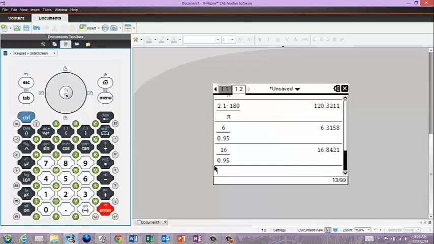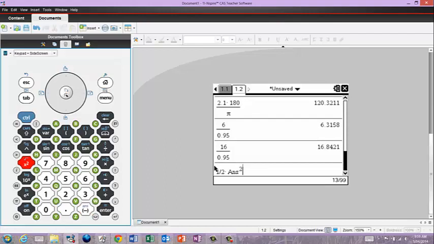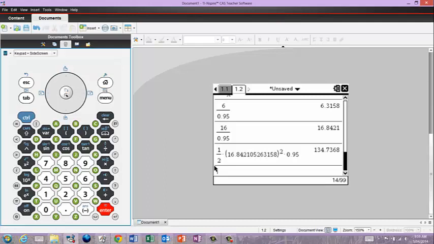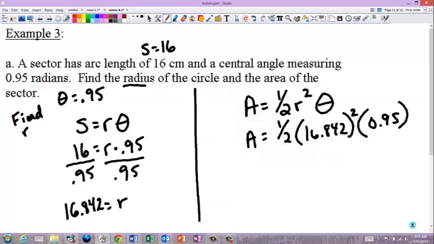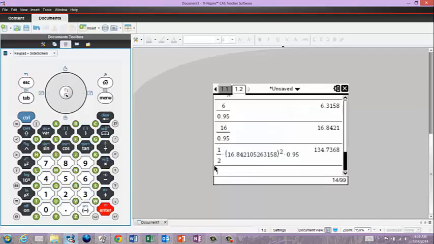So 1/2 times r, well, it's still in my calculator, I'm just going to go second answer, squared times theta. 134.737. Unless I messed up, which is possible. And that's its area, so it's centimeters squared. Did I mess up? I shouldn't have. Let me make sure I didn't type anything in my calculator wrong.